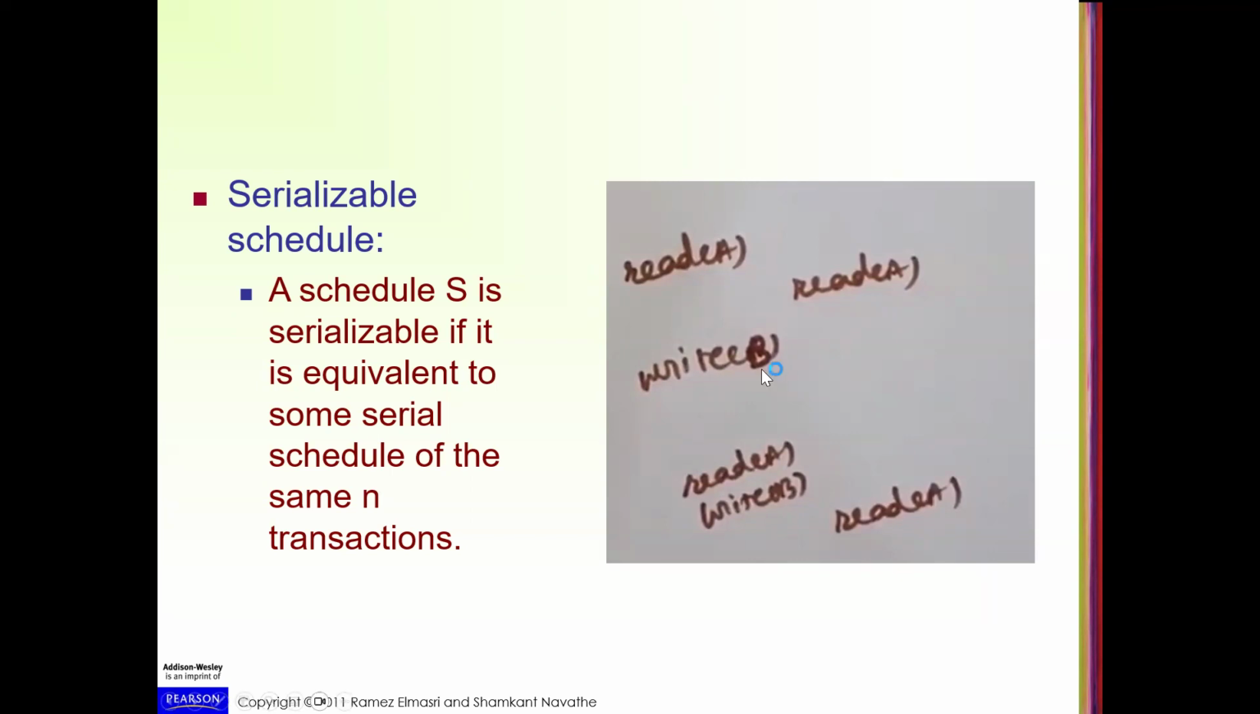So such transactions wherein the order is changed also produce the same result of the database, and it is called a serializable schedule. Now let us understand it by its definition. A schedule S is serializable if it is equivalent to some serial schedule of some n transactions.